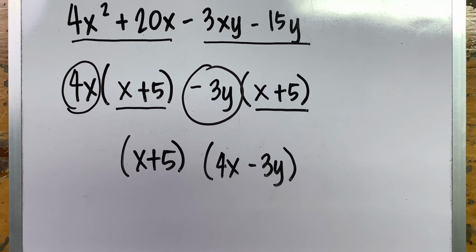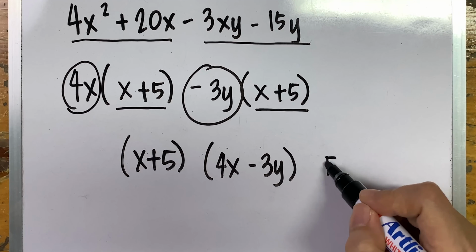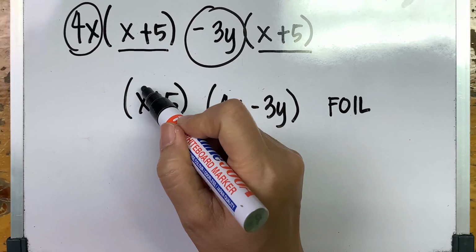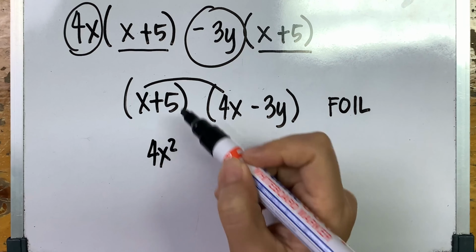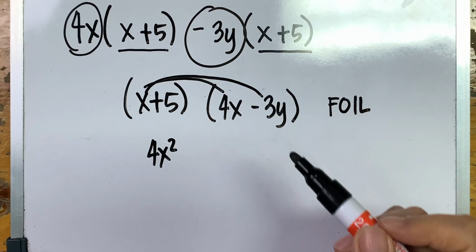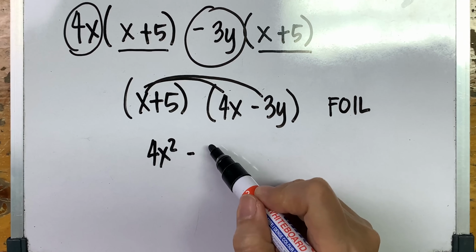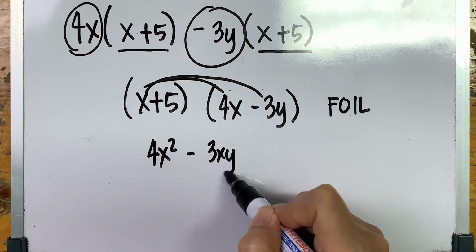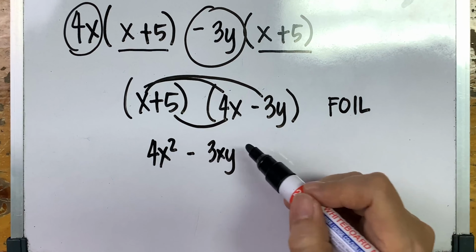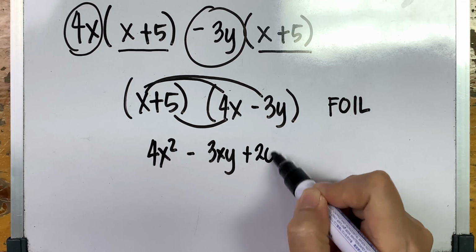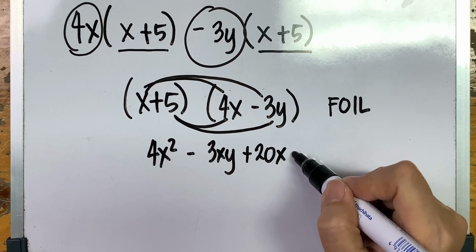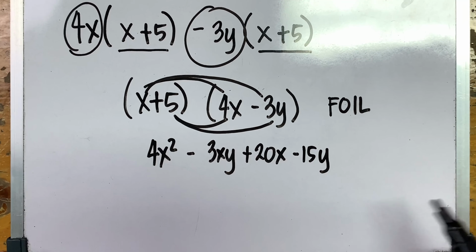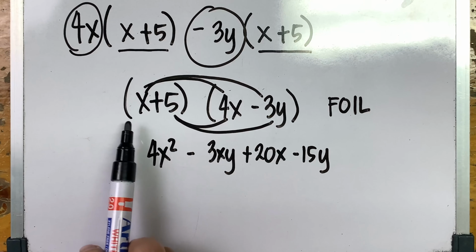Now, how to check if our answer is correct? We still need to use the FOIL method. We'll multiply x times 4x, which will lead us to 4x squared. Multiply x times negative 3y. That will give us negative 3xy. 5 times 4x will give us 20x, positive 20x. And then 5 times negative 3y will give us negative 15y, which is the same as the given. So therefore, this answer is correct.